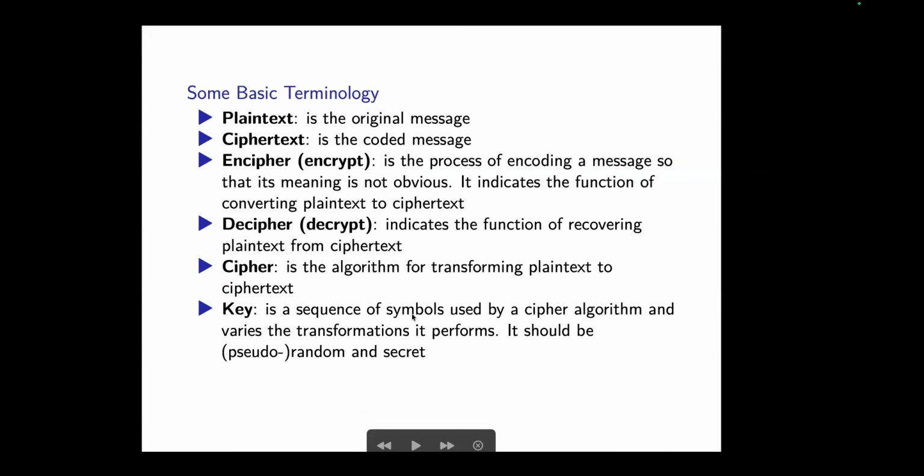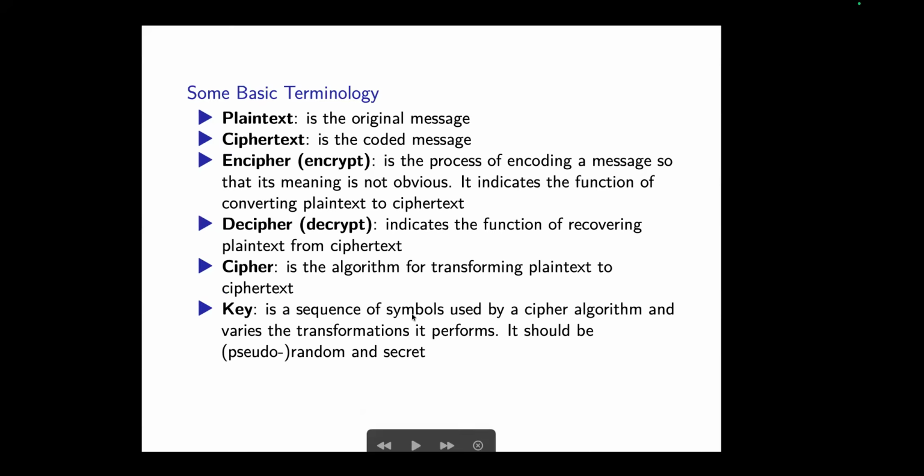So, some terminology, such that we always use and understand the same terms. Plain text is always the original message, the one which is not encrypted. Ciphertext is the encrypted message. Encipher or encrypt is the process of encoding it to the ciphertext, and decipher or decrypt is the reverse. And cipher is the algorithm for converting plain text to ciphertext.